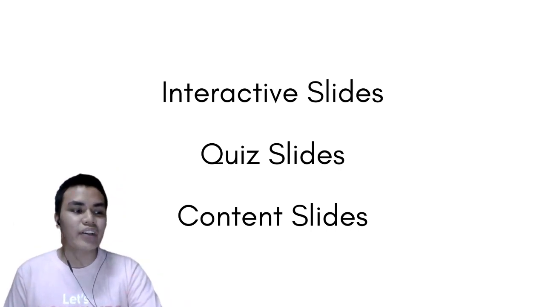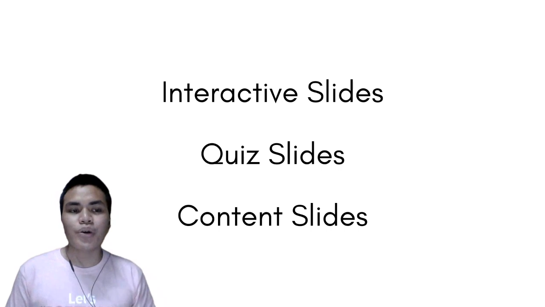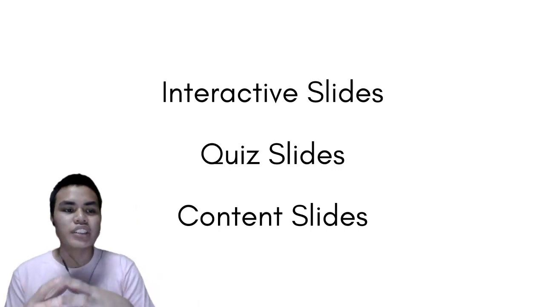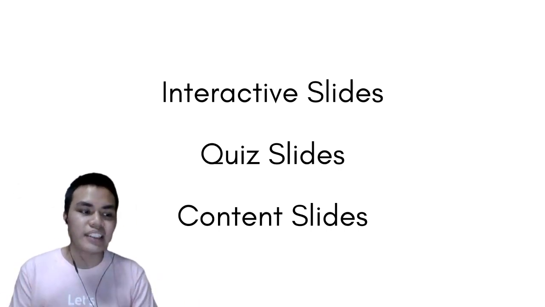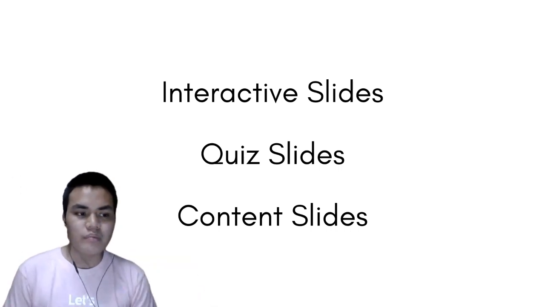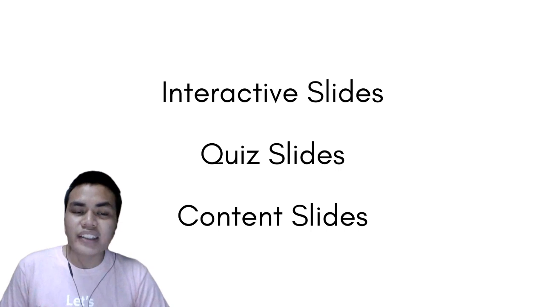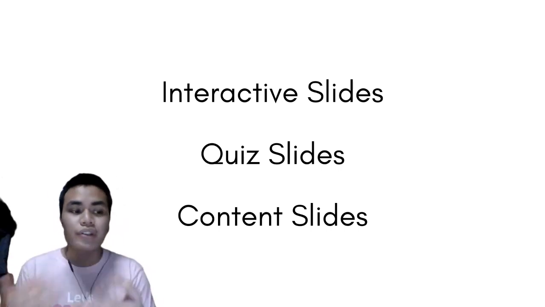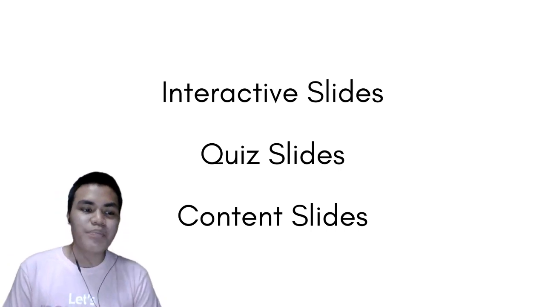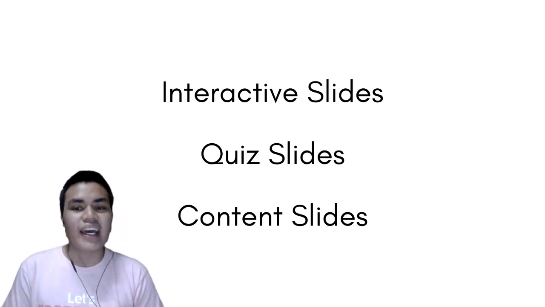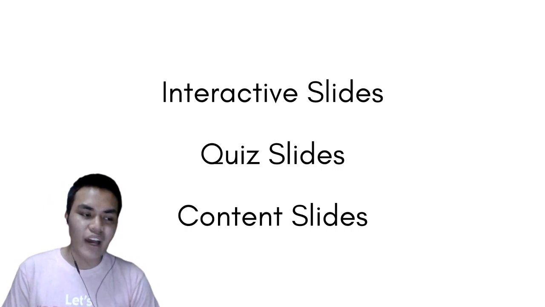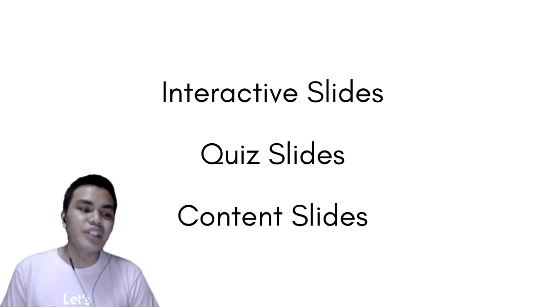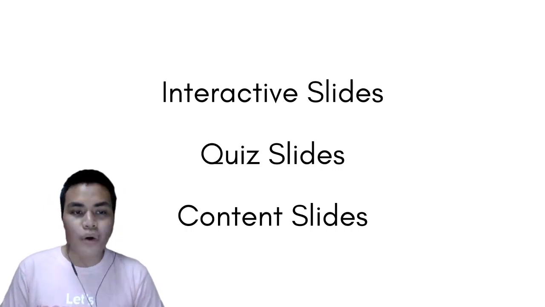Lastly, we have the content slides. So content slides are presentation slides that consist of the topic or lesson of your presentation. This is the normal type of slide that can be seen when using PowerPoint or Google Slides. Examples of content slides are heading, paragraphs, bullets, images, videos, and quotes.